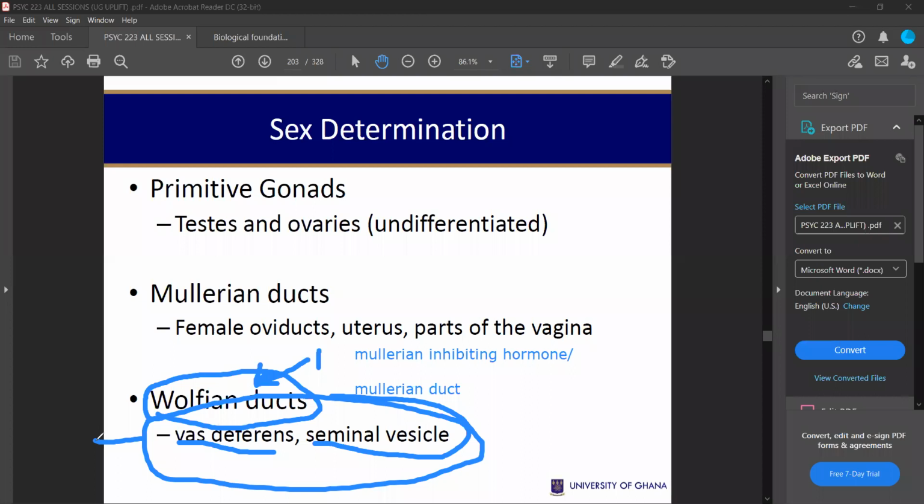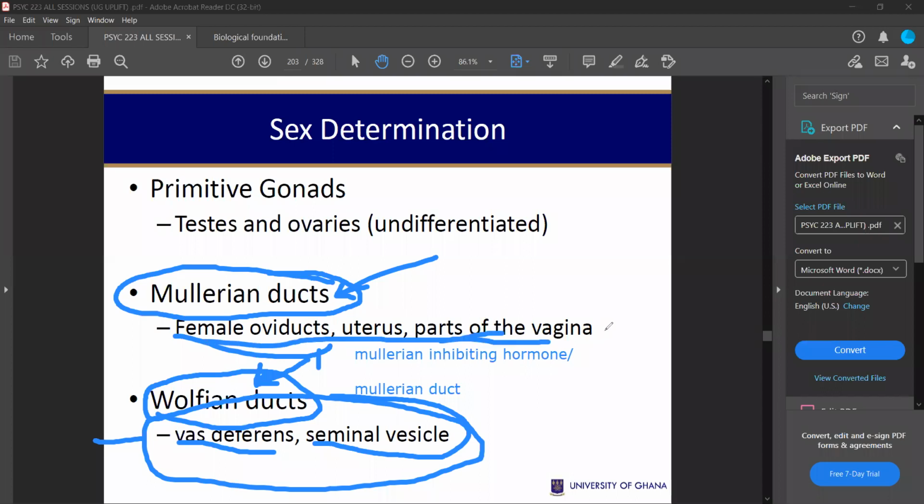Okay, then with the females, for it to develop, it means that we want the testosterone level to be what? To be low, critically low. It should be very low, so that out of it, the Mullerian duct would then develop. And when the Mullerian duct is developed, then with time it will develop into what? Into the female sexual organ, the uterus, the vagina, and the vulva, and so on. So these are the things you need to know when it comes to sex determination.